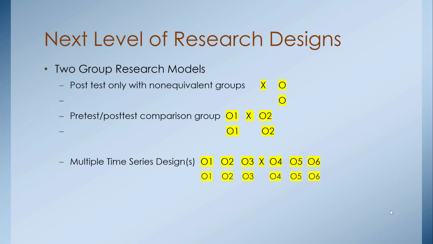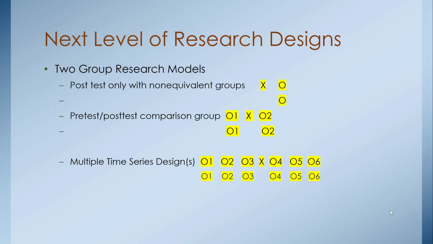We can also do multiple time series designs, and it's the same thing. You have observation 1, 2, and 3. You have an intervention. You have observation 4, 5, and 6, and you do it with comparison groups, or you can do it with non-equivalent groups also.